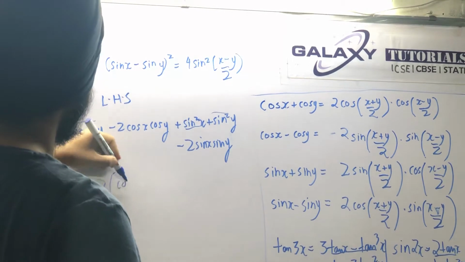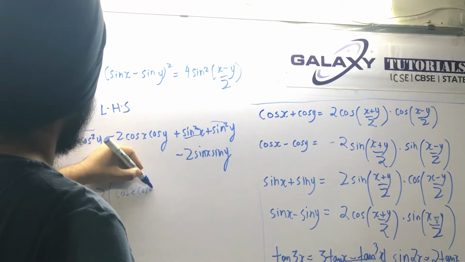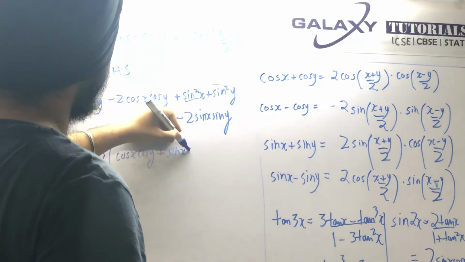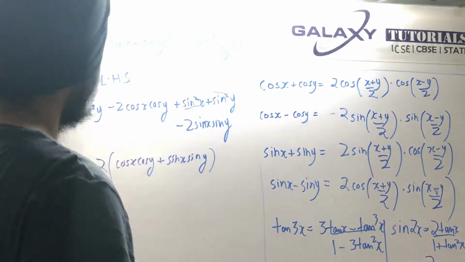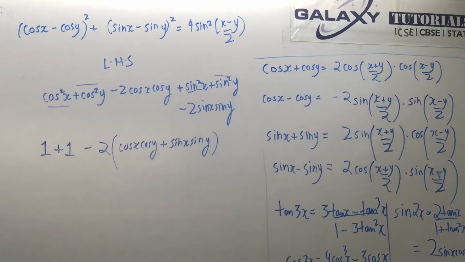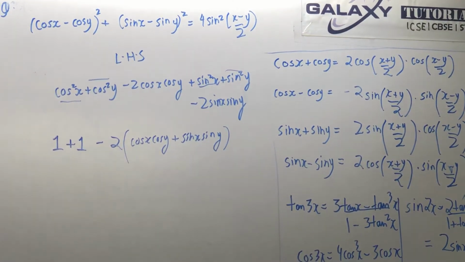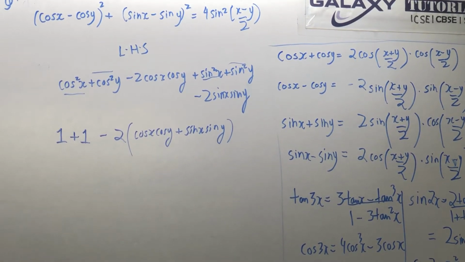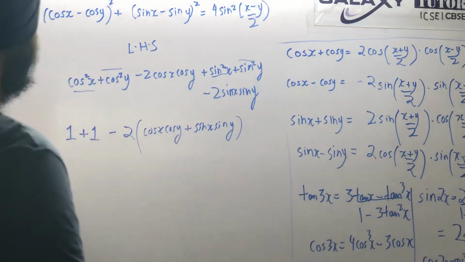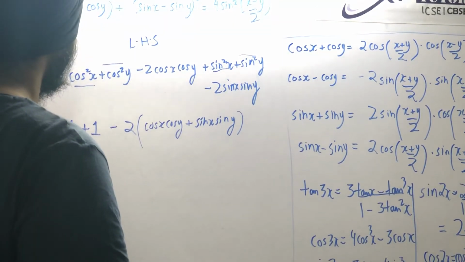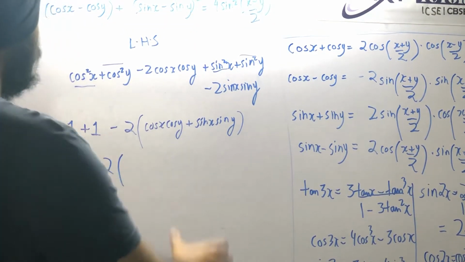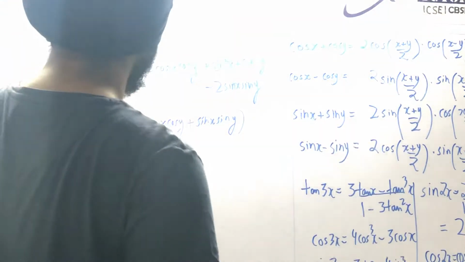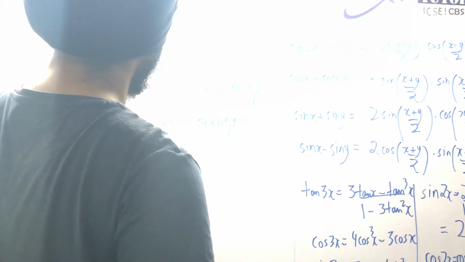Just take out minus 2 common. So this is cos x cos y plus sin x sin y. Right? This step is clear? Okay. Just I took out minus 2 common from this one. Okay. So now 1 plus 1 is 2. 2 minus 2 into cos x cos y plus sin x sin y. What is that? That is cos x minus y.